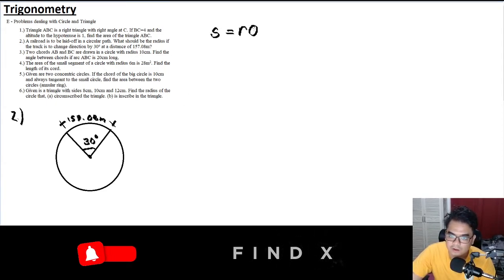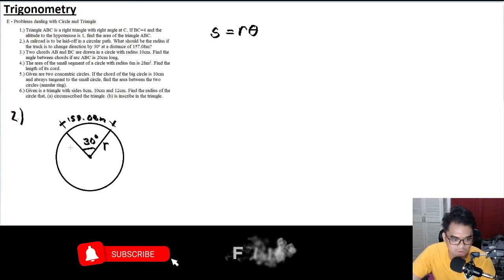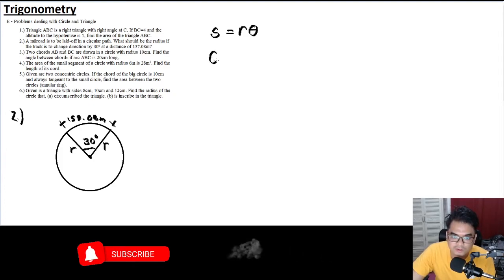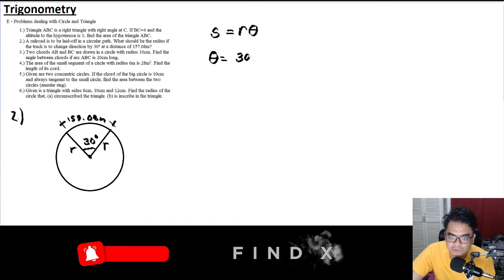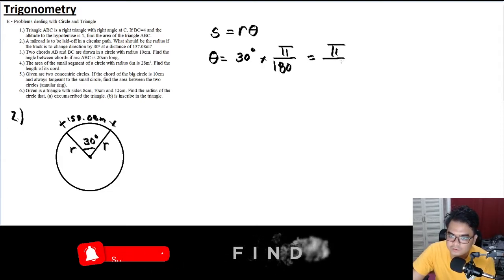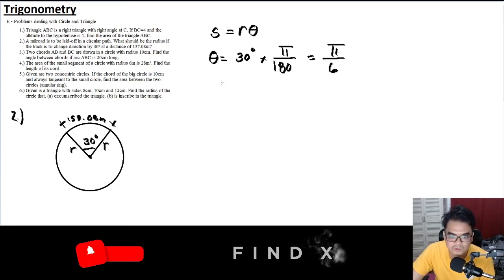To get an arc, the formula for an arc of a circle is S equal to R theta, where R is simply the radius of the circle and S is the arc length. But remember that this theta should be in radians, so 30 degrees times pi over 180. So this is simply pi over 6.